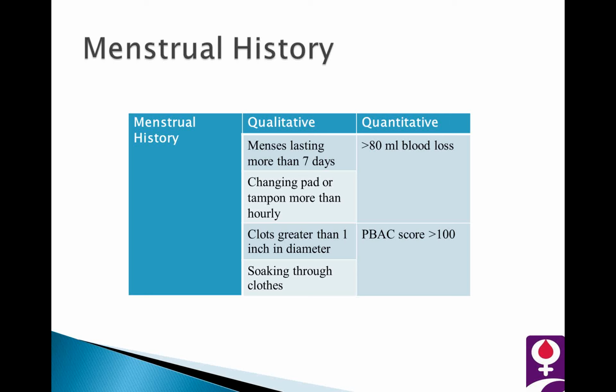And then we have the quantitative measures that have specifically been correlated with menorrhagia, and those include greater than 80 cc's of blood loss or greater than 80 mLs of blood loss, and a PBAC score, just as I mentioned previously, of greater than 100.